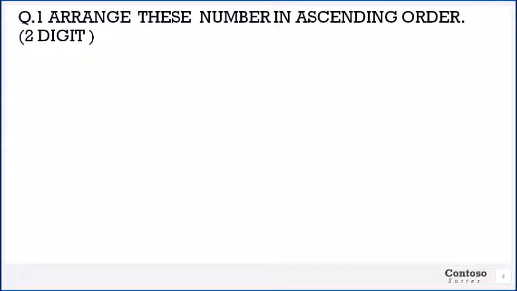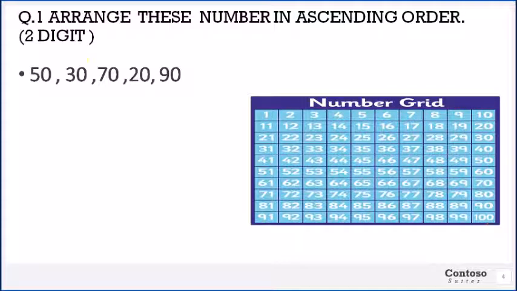Let's do another one. This question asks us to arrange these numbers in ascending order. These are 2-digit numbers: 50, 30, 70, 20 and 90. We can take the help of the number grid also. When arranging in ascending order, what should we do first? We have to find the smallest number among the given numbers. Here, 20 is the smallest one. So the first number will be 20. Then after 20, we can easily identify from the number grid that 30 will come.